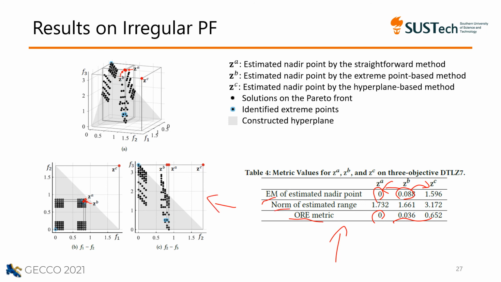However, if we use the norm of the estimated range, we can see that ZB is estimated to be better than ZA. This is inconsistent with the observation in this figure.